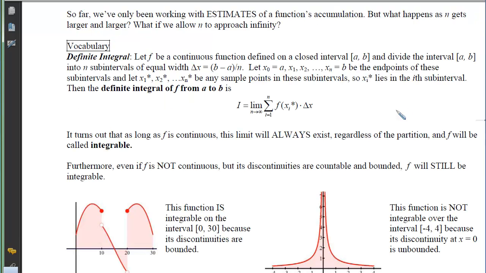So far, we've only been working with estimates of a function's accumulation. But what happens as n gets larger and larger? Or what if we allow n to approach infinity? When we do that, we get what is called a definite integral.